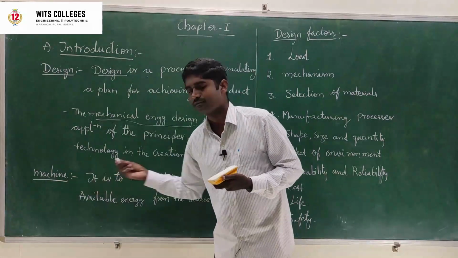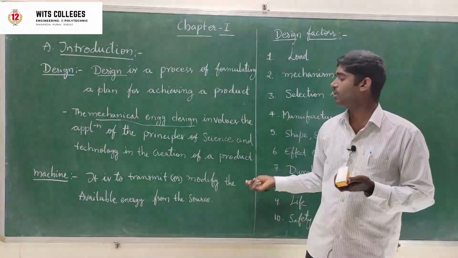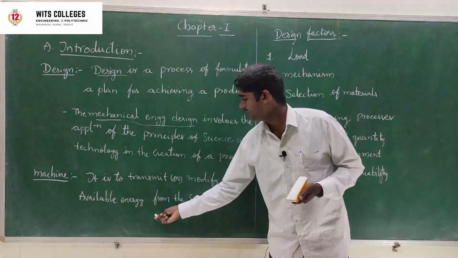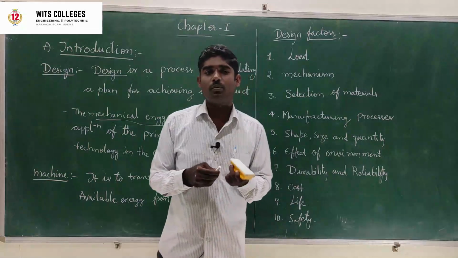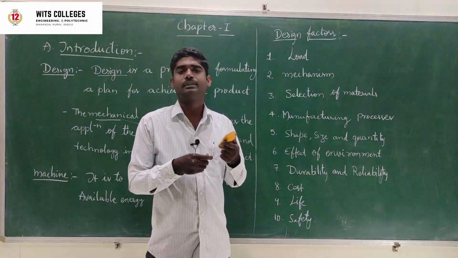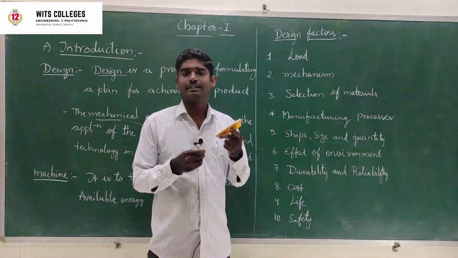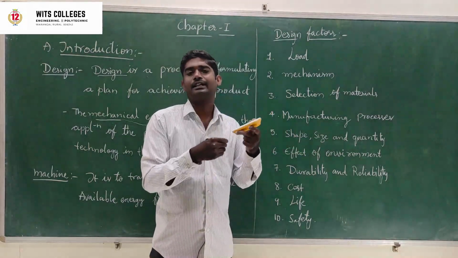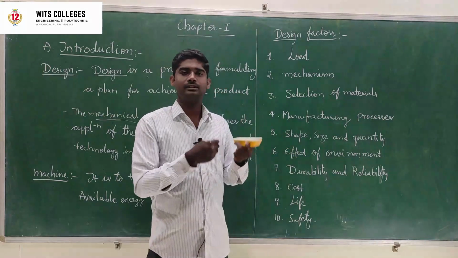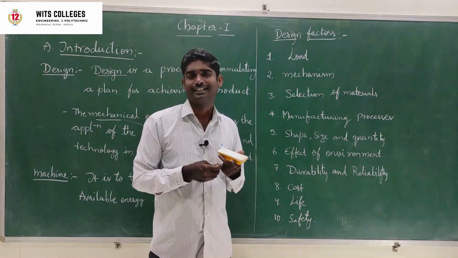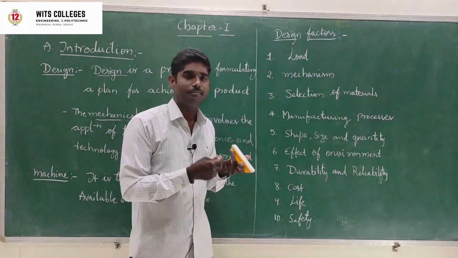What is a machine? It is to transmit and modify the available energy from the source. For example, a motor transmits or modifies power: electrical energy is converted into mechanical energy. That is also a machine. A lathe machine is also a machine, in which electrical energy is converted into mechanical energy. That is called a machine.